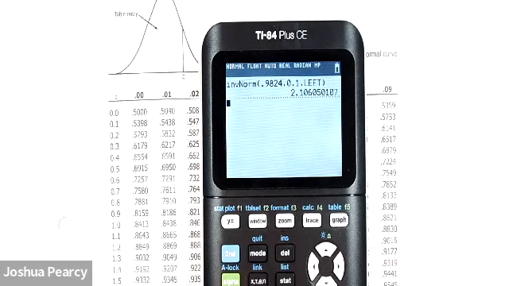That is the idea behind this section. I give you the probability. I want you to find the associated z-score.